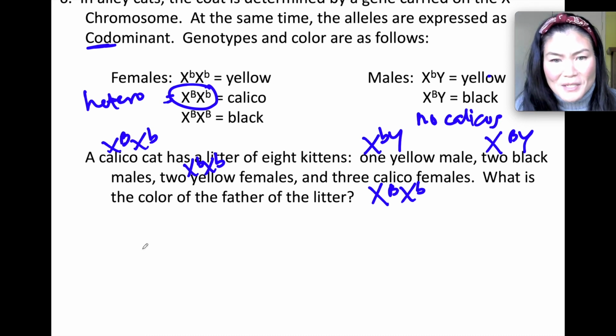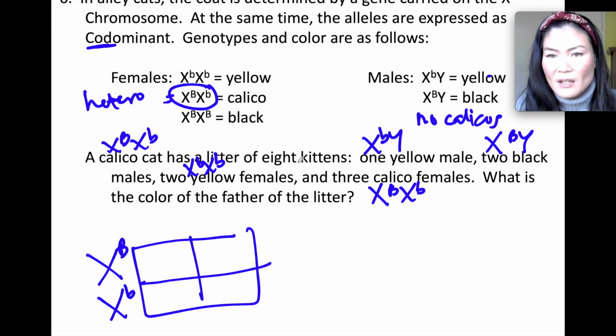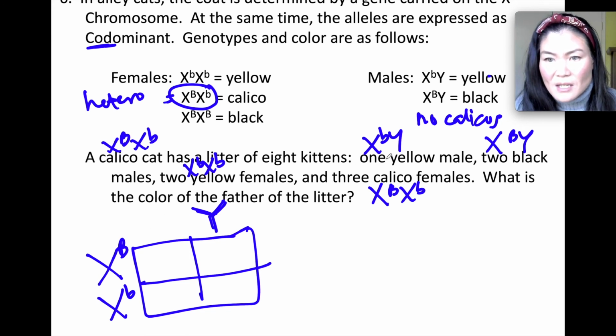Okay, so this is the mom. So I'm going to do a Punnett square. Let's put the mom on the side. X big B, X little b. It's asking, what's the dad? I mean, this is the litter here, right? So the dad has to have a Y. So that's easy, right? The dad has to have a Y. What's the X chromosome? So you guys, we can see here that we get, maybe we should just fill this in. Yeah, let's just fill this in.